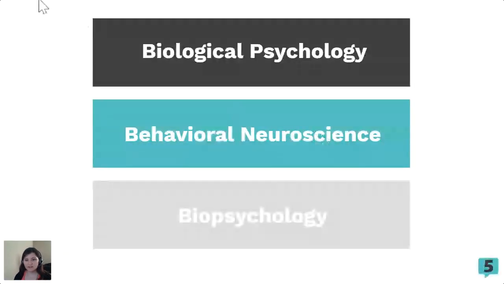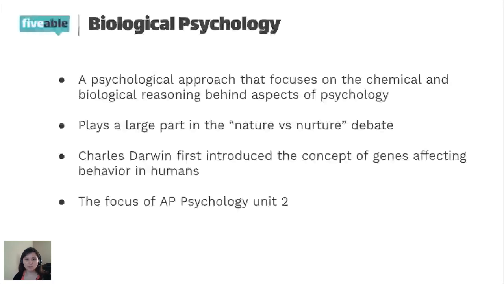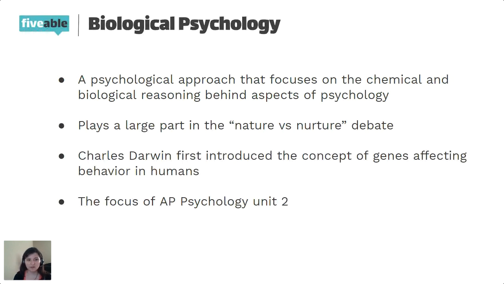So biological psychology goes under a few different names. Just for the sake of the stream, we're going to be calling it biological psychology, but you may also hear behavioral neuroscience, biopsychology, and there might even be more that aren't listed. So biological psychology is a psychological approach that focuses on the chemical and biological reasoning behind aspects of psychology. So all the stuff that's going on in your brain with the neurotransmitters and all that. We'll have a diagram on that coming up.